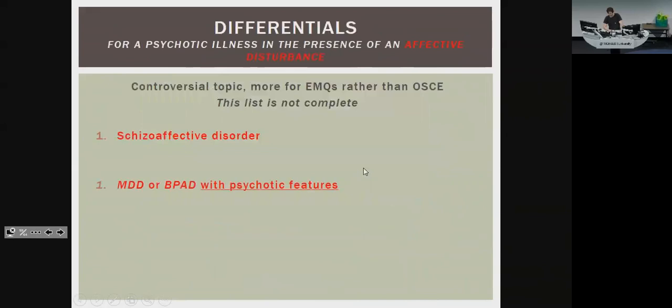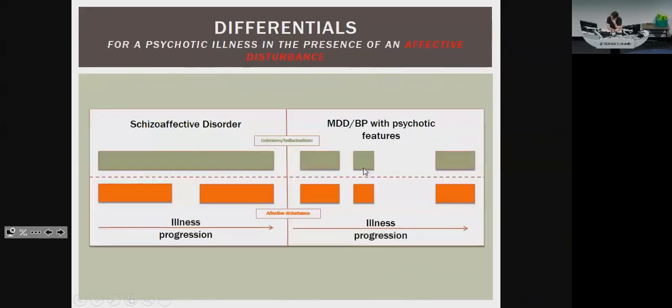Okay, so what if the patient presents with a psychotic illness, but they also have a significant affective component? So there's a mood component, so they're also depressed or they might be manic. There's 2 things that you need to rule out. This isn't going to come up in an OSCE, by the way. This is too difficult, but it could come up in an EMQ. It'd be a really good EMQ. And your 2 differentials to think of are schizoaffective disorder or major depressive disorder with psychotic features, or bipolar with psychotic features. We'll come back to it.